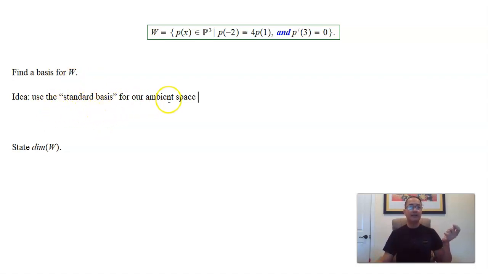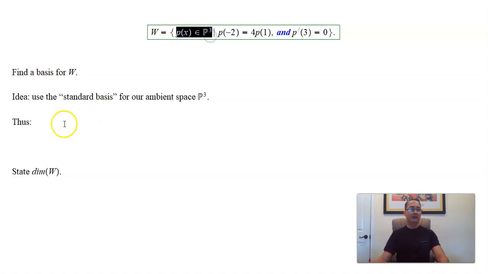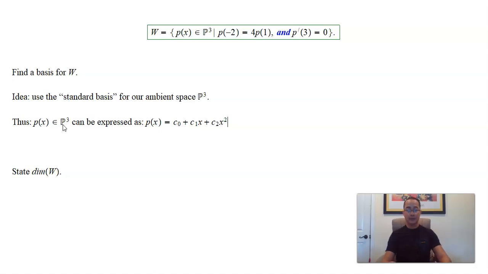The idea here is we can use the standard basis for our ambient space. So here's the definition of W. It lives inside P3. This is the reason why it's important that we specify the ambient space for W. If it were in P, we would have a big problem, because that would not be a finite dimensional space. But we said that our basis is 1, x, x squared, x cubed. So thus we can write P of x completely as a polynomial: C0 plus C1x plus C2x squared plus C3x cubed. That is somebody from P3.